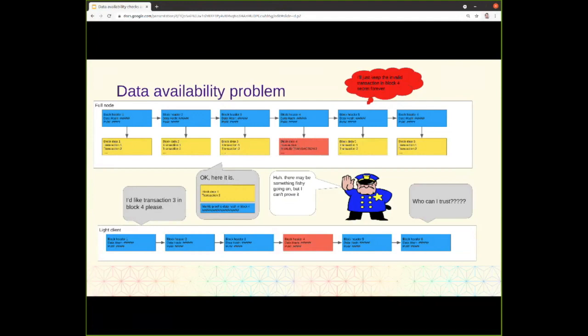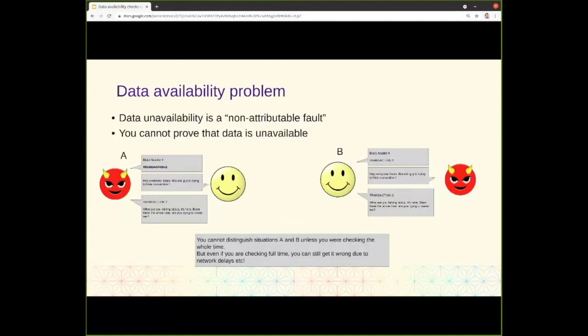So the light client would still be following it because nobody can prove that there's a problem. They can see, oh, there's a header chain that doesn't come with its data. So there's something fishy, but you can't prove that data is not available. So they could at most send a message, hey, there's some data missing here, but then the light client wouldn't know who to trust. And this is a fundamental problem because data not being available is a so-called non-attributable fault, because you cannot give a proof that data is not available.